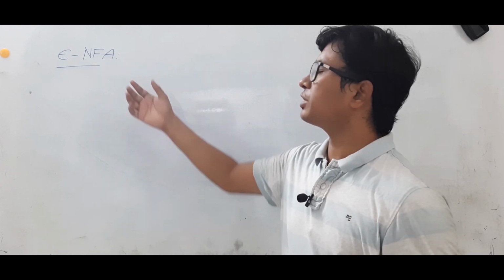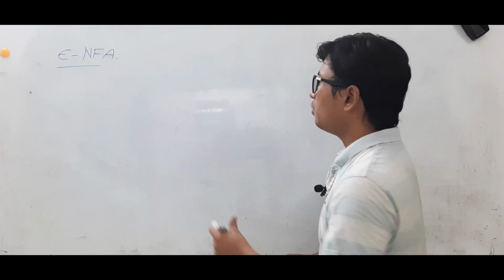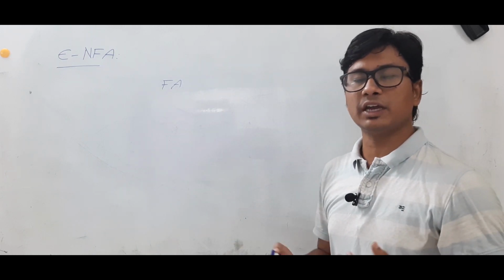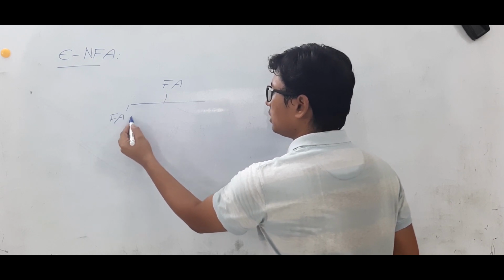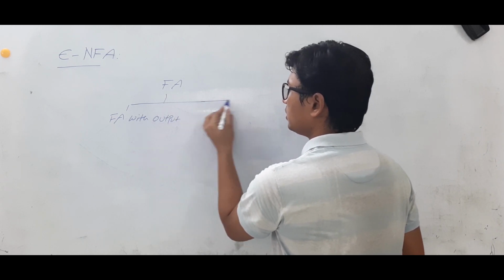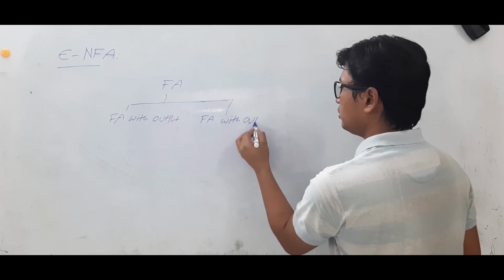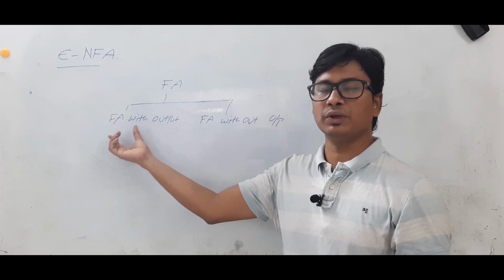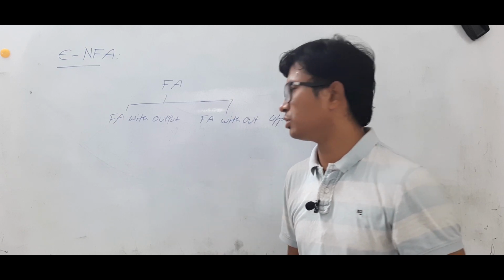Let me discuss Epsilon NFA in this video. Before explaining the Epsilon NFA, we have already discussed finite automata. Finite automata can be classified into two types: one is finite automata with output, then finite automata without output. Is it clear? In finite automata with output, we have Mealy machines and Moore machines. Till now we have not discussed what a Mealy machine and a Moore machine are.